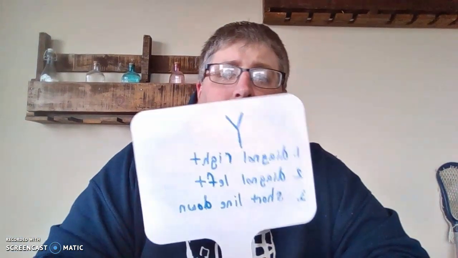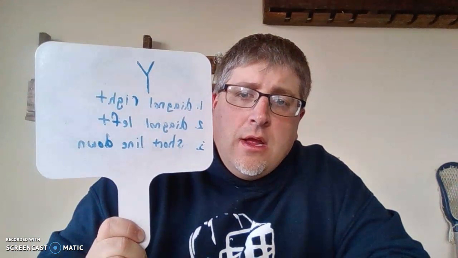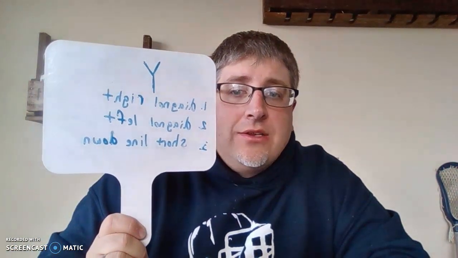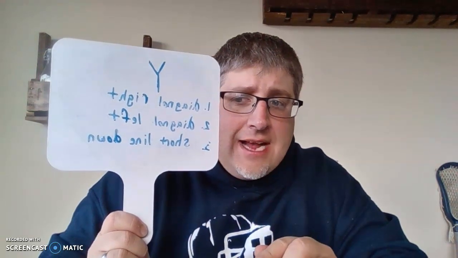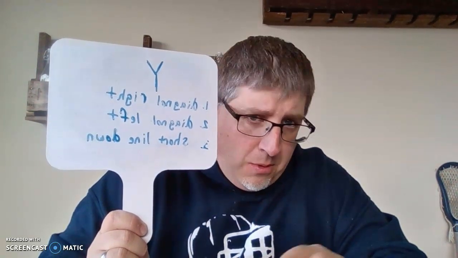All right. 2 letters to go here. I'm going to erase these quick. So after X comes our letter Y. It's a diagonal right, a diagonal left, and then a short line down. I'm going to show you how that goes. Diagonal left, diagonal right. Similar to the X, but we're not going to cross them, and then we're going to go a straight line down.